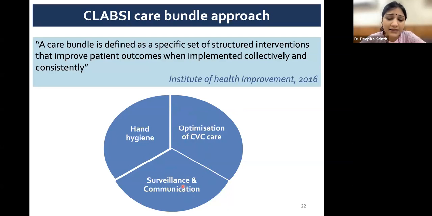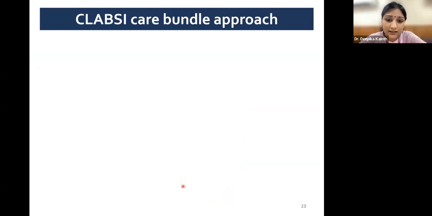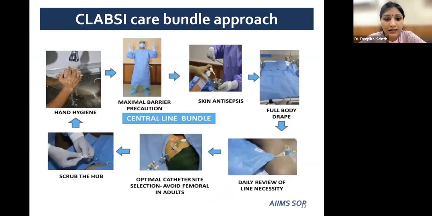There are many examples in various units, Western and in India, but this can be a simple CLABSI care bundle, adapted from AIIMS New Delhi, in which we can see all the components that we were discussing, the five key components. So we do proper hand hygiene. We do proper maximum barrier precaution while inserting the central line. We do proper skin antisepsis, where we drape the whole body and do not leave any skin exposed apart from the area of interest. We do daily review of line necessity. This is again very important. I'm emphasizing it again and again.